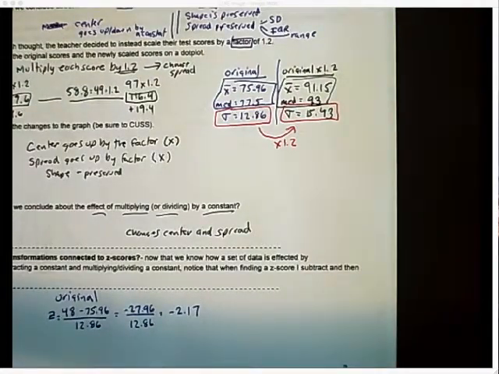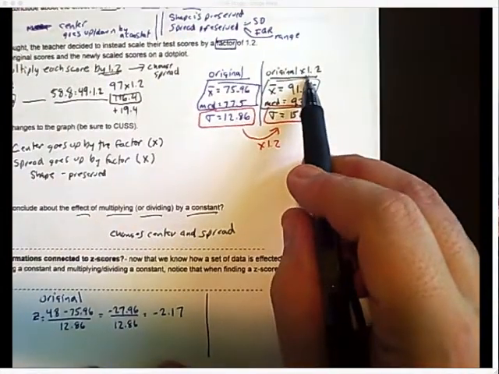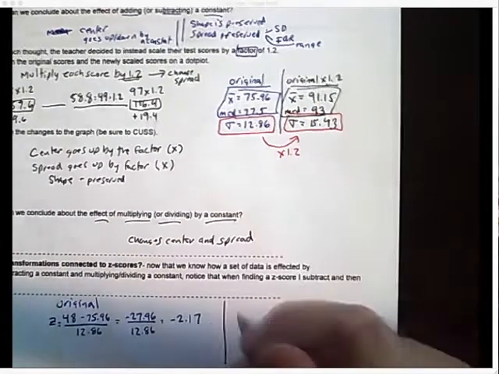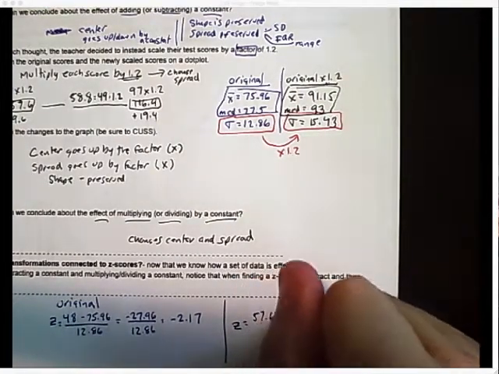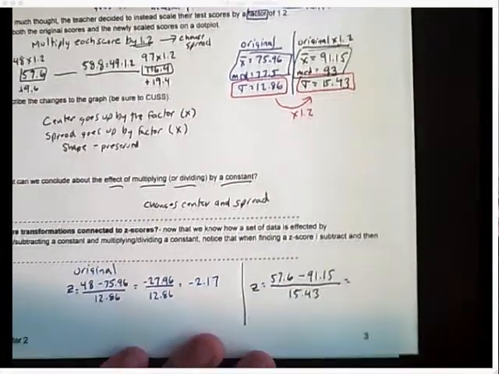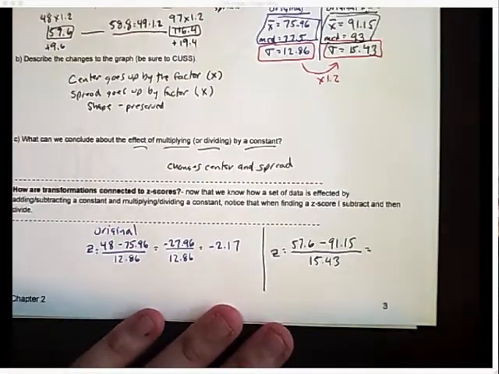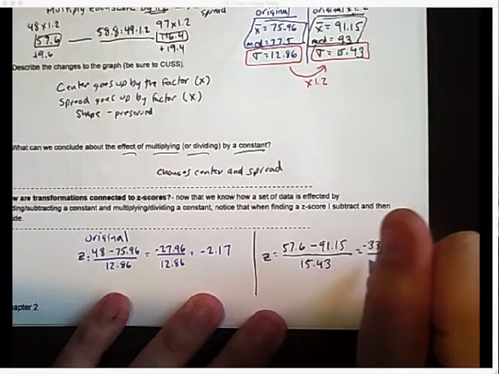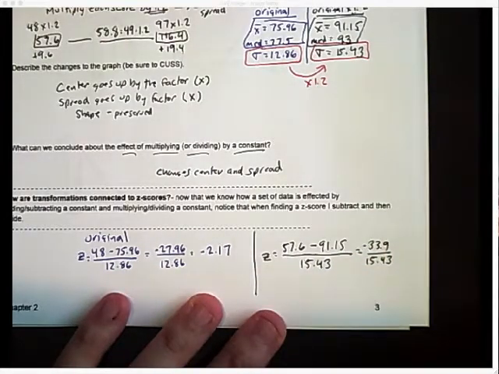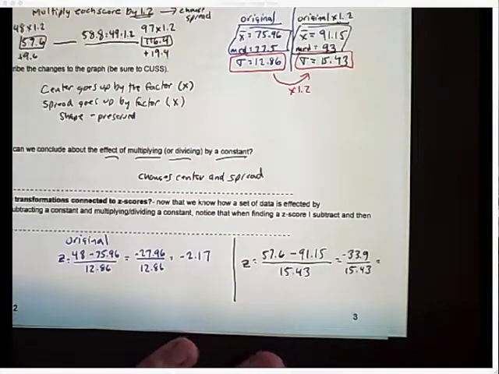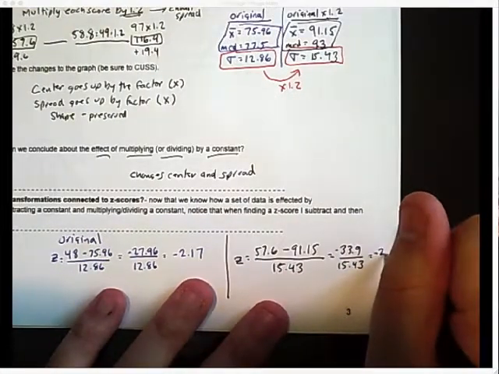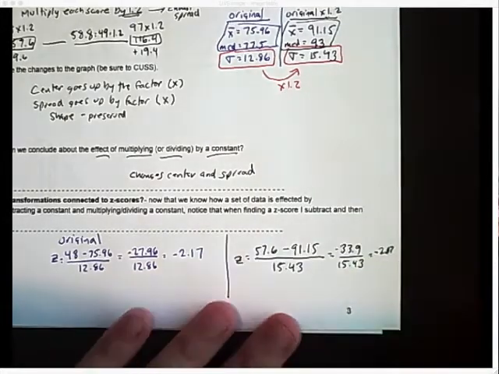What about when we looked at this? What was the person's score if you multiplied 48 by 1.2? Their score turned into a 57.6, and the spread of that distribution was 15.43. If you actually do the math, that's negative 33.9 divided by 15.43. And that's going to be roughly about the same. If I actually used all the decimals, they would be exactly the same.